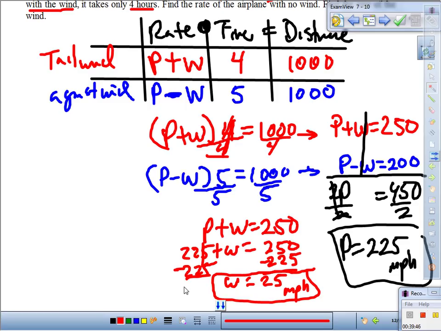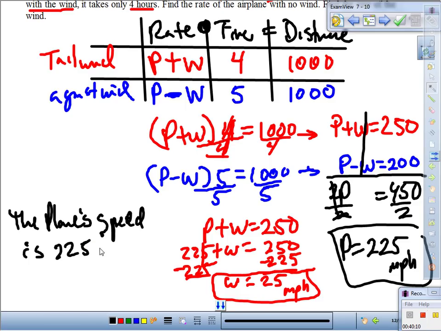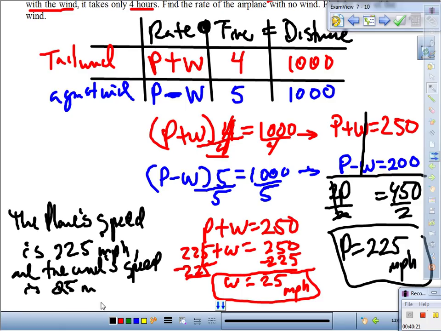We'll do the setup. Yeah, because the rest of the work is done. Here we go. Therefore, the plane speed is 225 miles per hour, and the wind speed is 25 miles per hour. Thank you. All right?